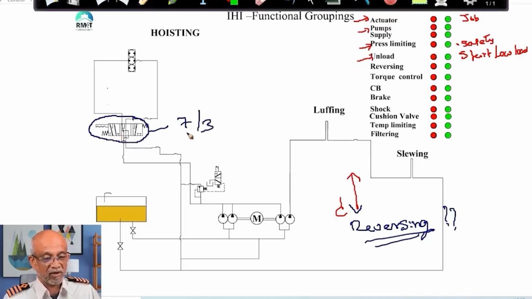Anyway, just by saying 7 by 3 doesn't mean much. You might be able to impress somebody, but that's it. It's just jargon, just a way of describing it. But you have to understand what it is doing.